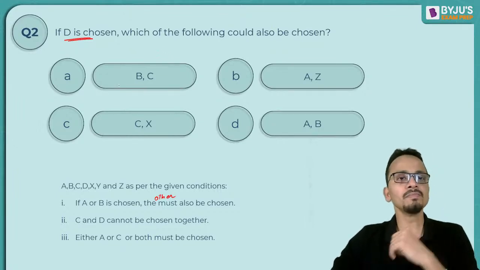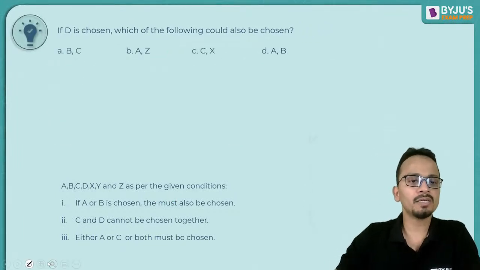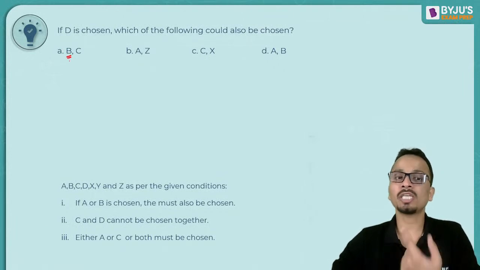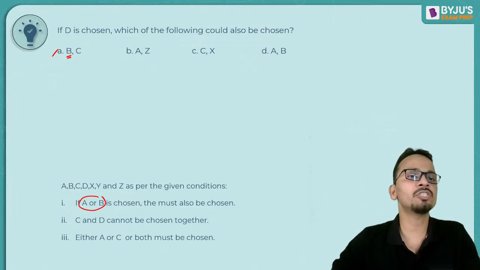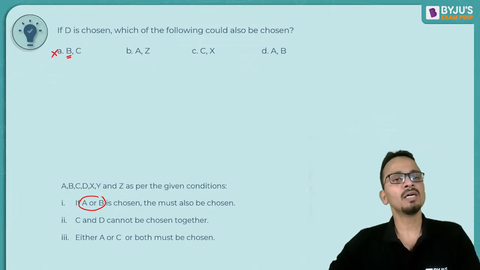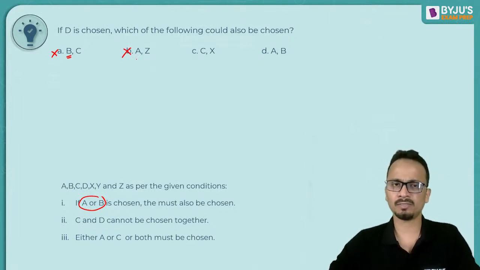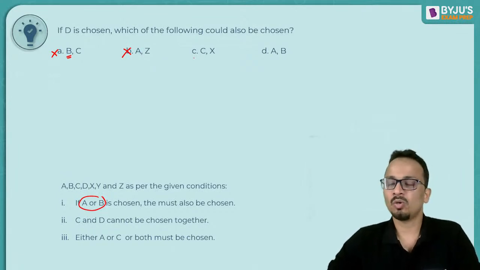All right. Now option A, if I check. With D, they are selecting only B, not A. So if B is selected, A should be selected. So I can reject option A. On the same lines, I can reject option B because A is selected, B is not selected. Right? Now, option C, will it be correct?